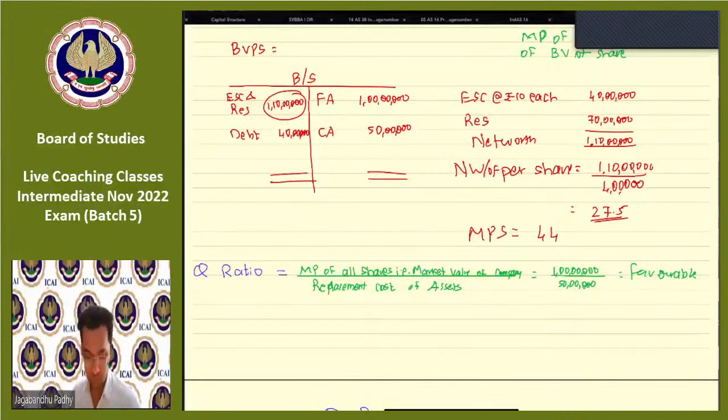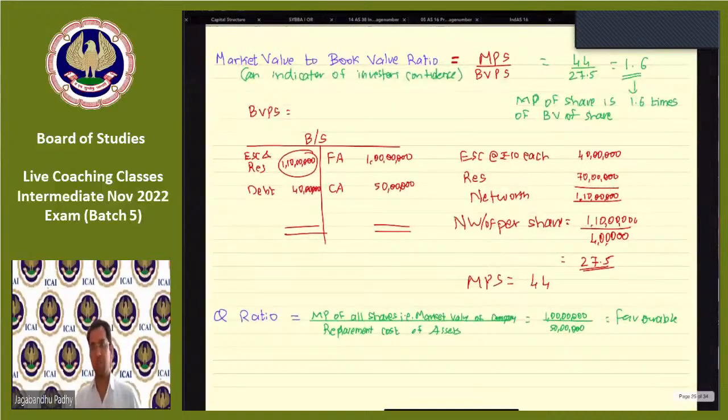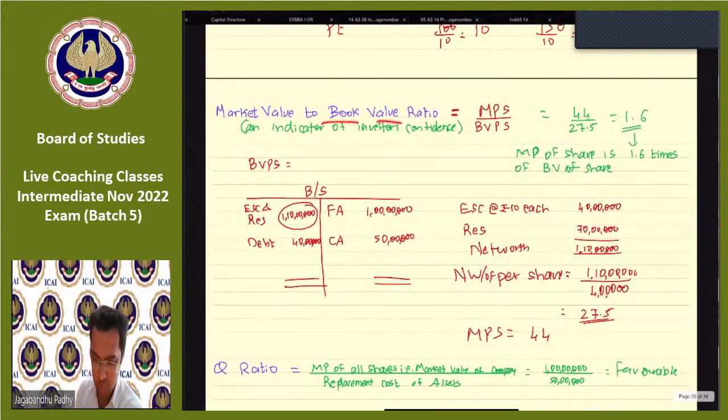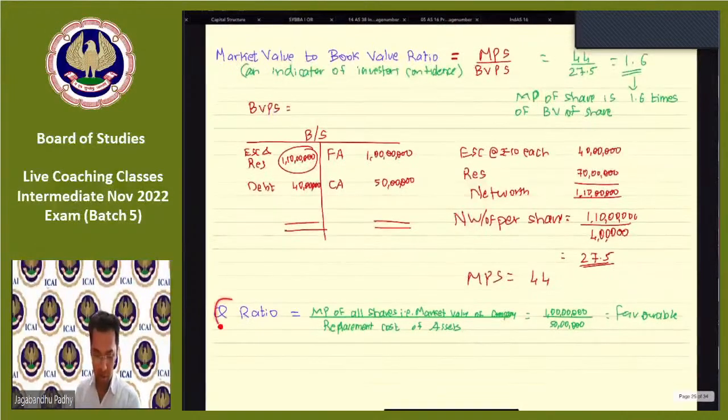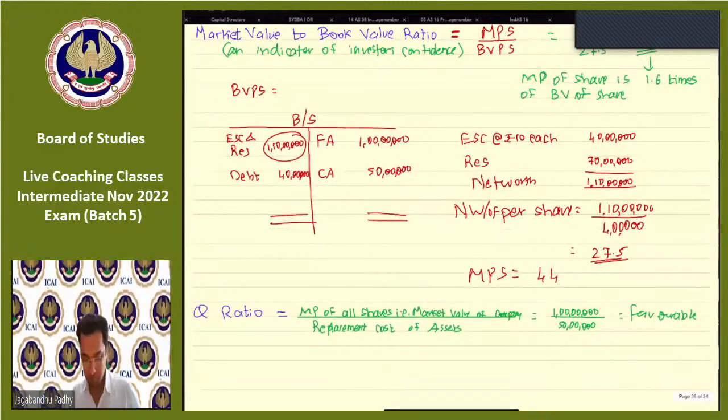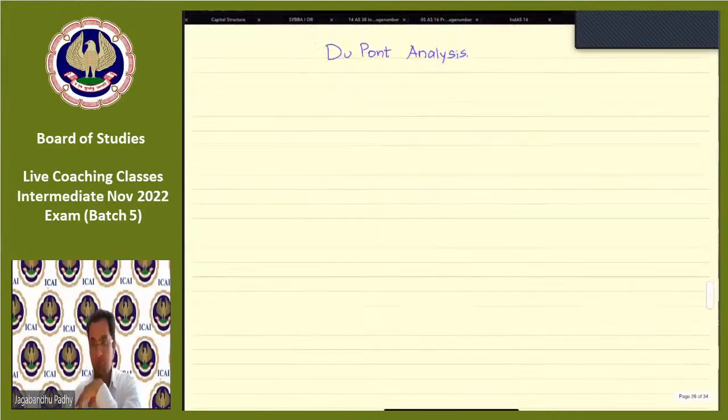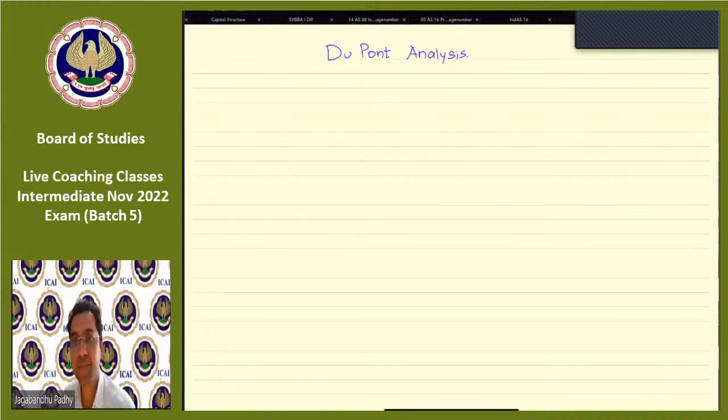Okay, fine. So these were the smaller ratios that we had to discuss. We have seen this right now. One was the market value to book value ratio, and the other is the Q ratio. Okay, fine. Now let's go for Dupont analysis, a very interesting part. Dupont analysis now.